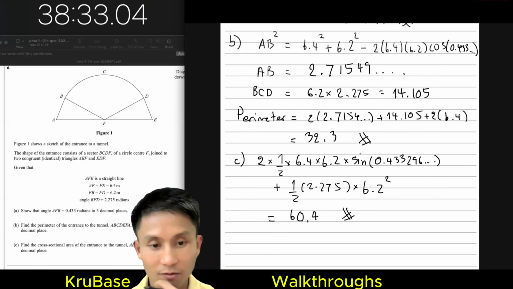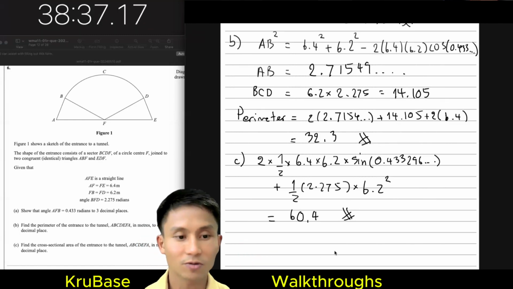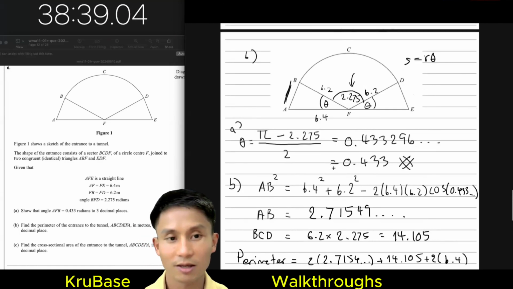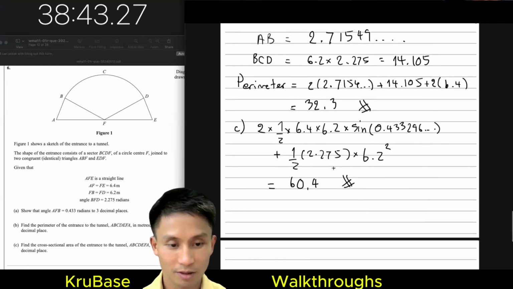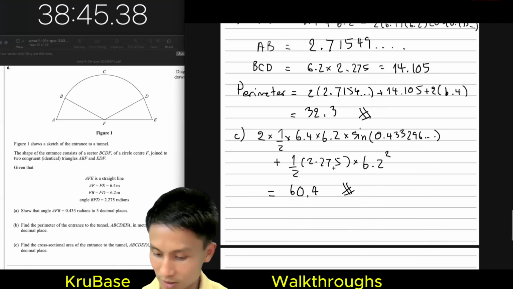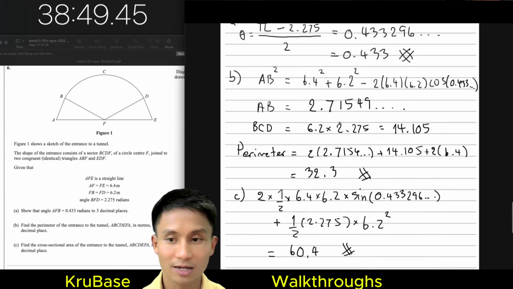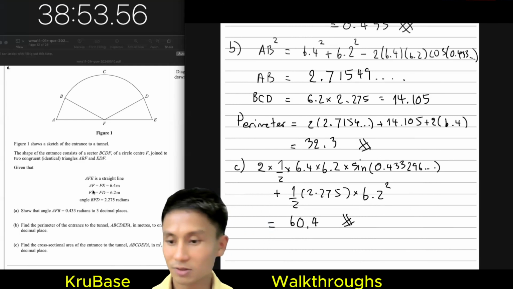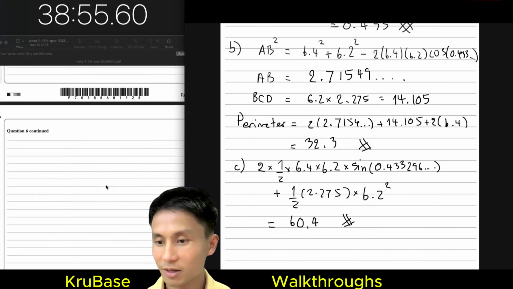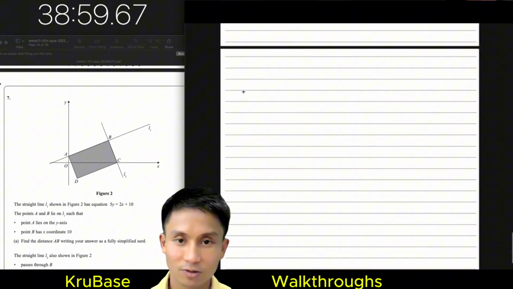Yeah, so let's check everything again. 6.4, 6.2, sine of that angle being the theta angle that we found in the first question. Everything is fine, I hope. Then half times that squared, because that is the theta, that is the sector area. And we get that answer. So that's done. Next one is number 7. Oh, it's just 38 minutes. Yeah, we're fine.